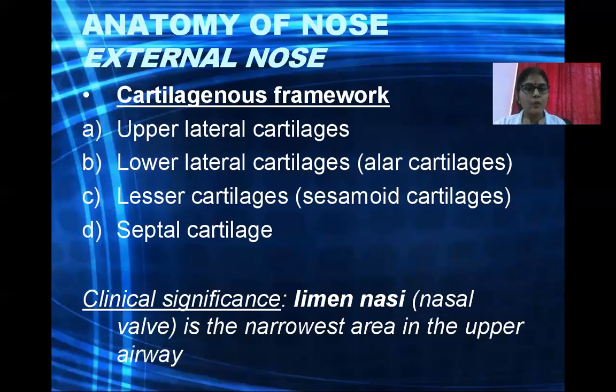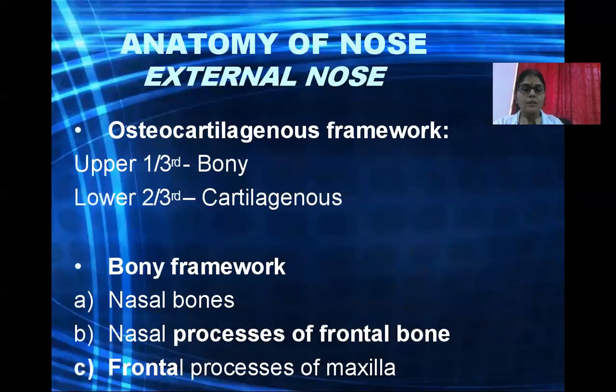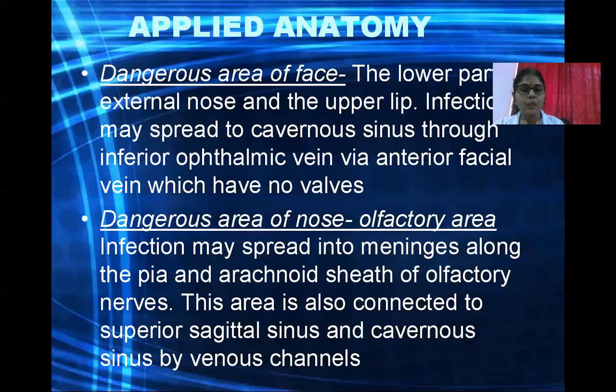So coming to the anatomy of the external nose, it's actually an inverted pyramidal shaped structure formed by bone as well as cartilage. So the osteocartilaginous framework consists of bony part in the upper 1/3 and cartilaginous part in the lower 2/3. The bones which form the bony framework are the nasal bones, the nasal processes of frontal bone, and frontal processes of maxilla.